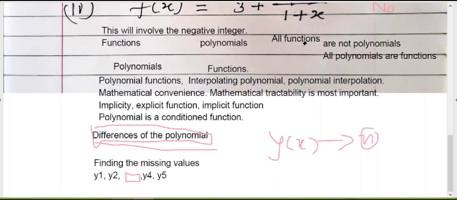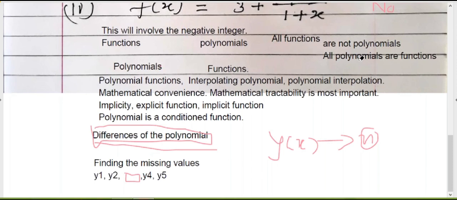Now this is important. All functions are not polynomials. And therefore these polynomials are known as polynomial functions. Because basically this is a function, but under certain conditions. When a function is conditioned, this produces the polynomial. But all polynomials are functions.